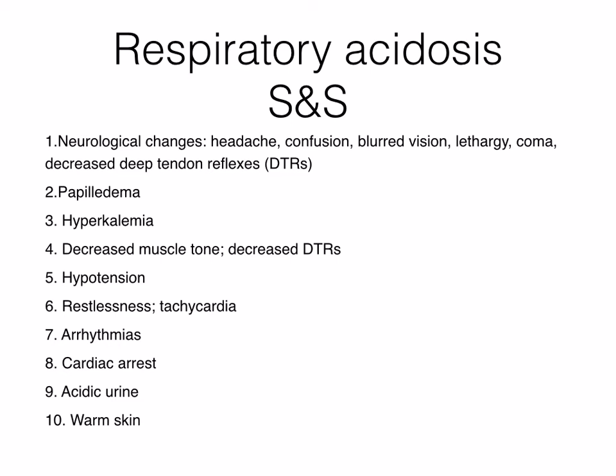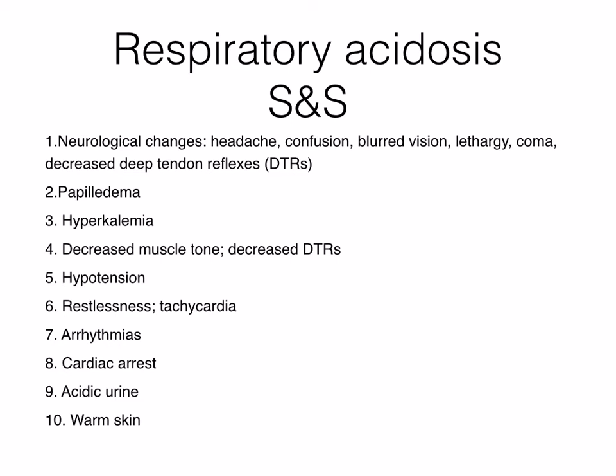Urine can become acidic, so because of a lung problem, the kidneys are compensating, and they're compensating by excreting hydrogen through the urine. A lot of vasodilation in blood vessels is happening, so you can see the patient has warm skin. Now, the patient has respiratory acidosis. He has all these signs and symptoms.